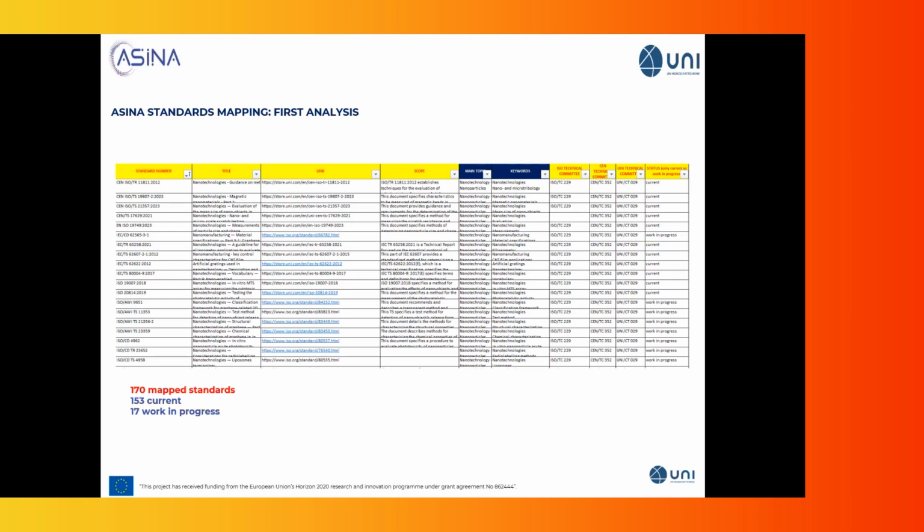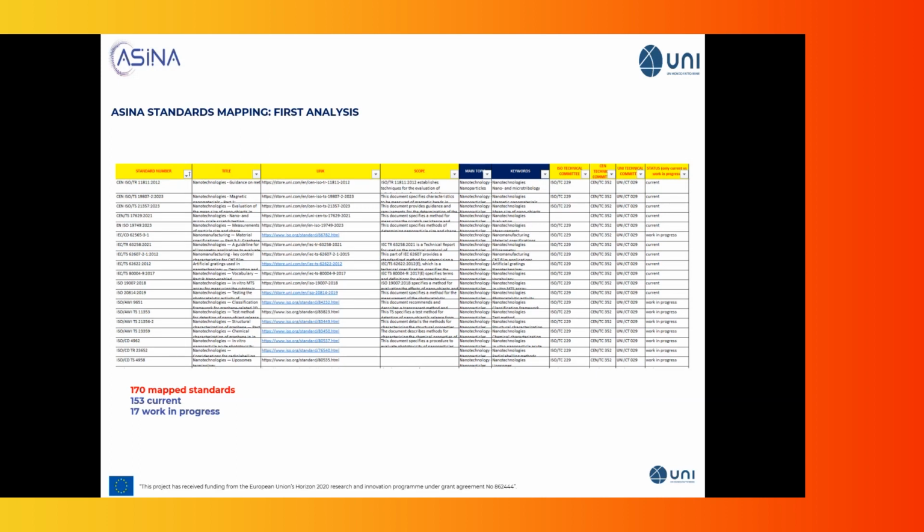This one, as on the state of the art, so it's something that is defined. So the scope, but also the main topic, the area, the keywords, the technical committee the standard belongs to, so the ISO, the SEN, and the UNI in this case. And the status of the standards, so if it's current or work in progress. So we mapped 170 standards, 153 current, 17 work in progress.